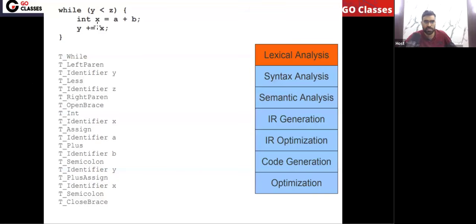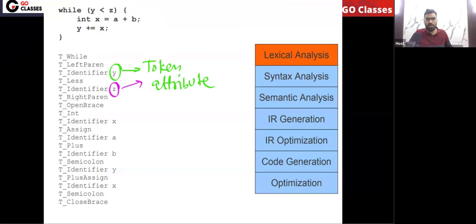So if this is your source code, then these are the tokens that can be generated. You can easily see this is the token attribute. Like that, these are the token attributes. Very simple. Now let's move on.